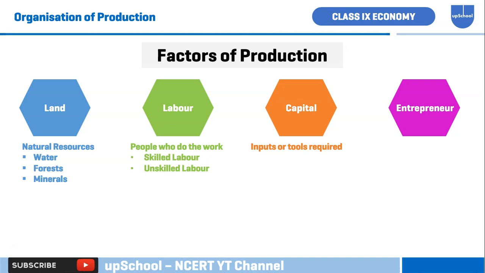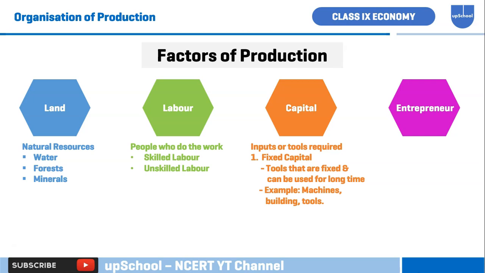Capital. Capital means the input or tools required for production to happen. Fixed capital. So capital is divided into 2 types. Fixed capital means the tools that are fixed and can be used for a long time. For example, machines, buildings, and tools. These tools, they're used for a long time. They're fixed, so they never change. This capital will always be there.